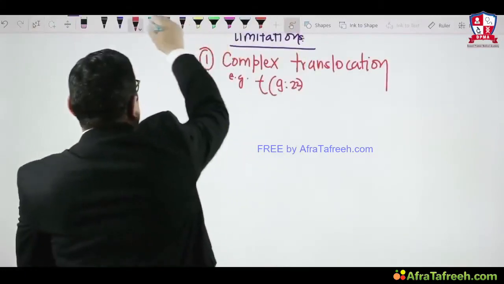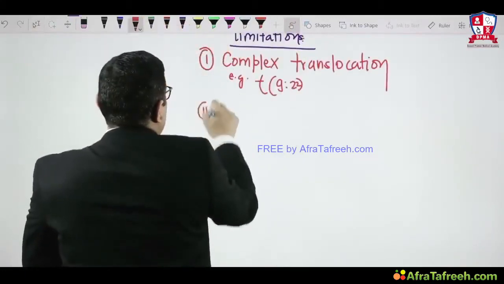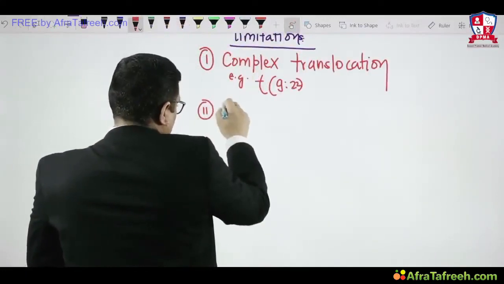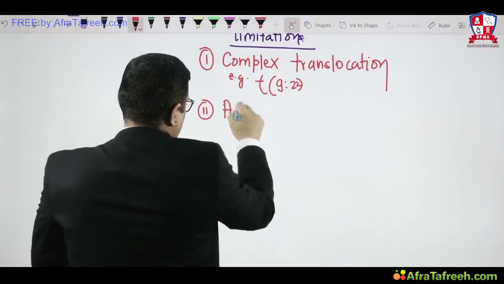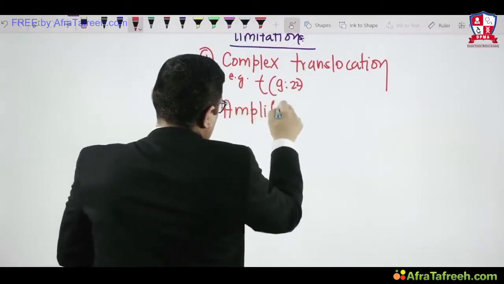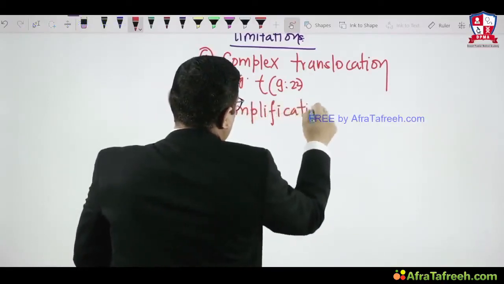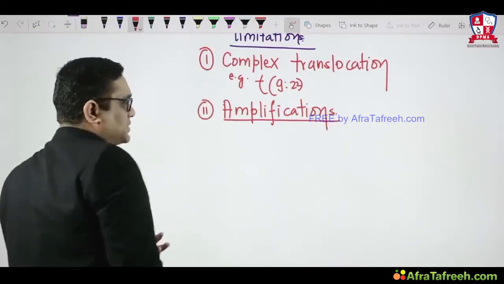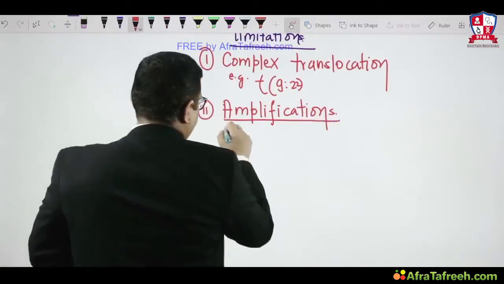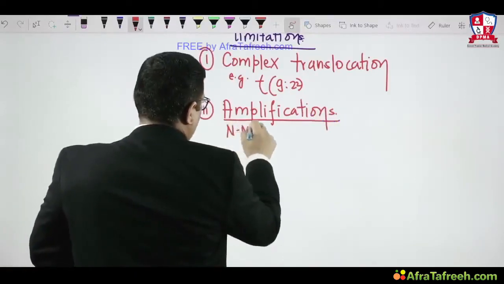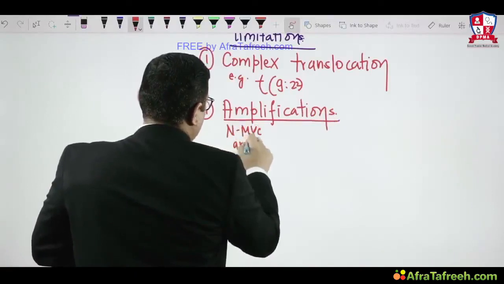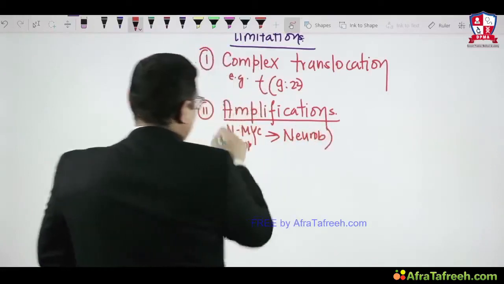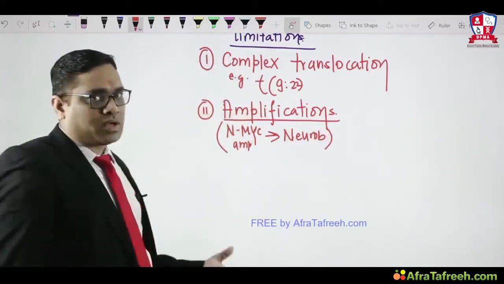Second thing we need to understand: karyotyping cannot detect amplifications. What are these amplifications? Amplifications are like N-MYC amplification. If you remember, N-MYC amplification, which we see in neuroblastoma, cannot be detected by routine karyotyping.